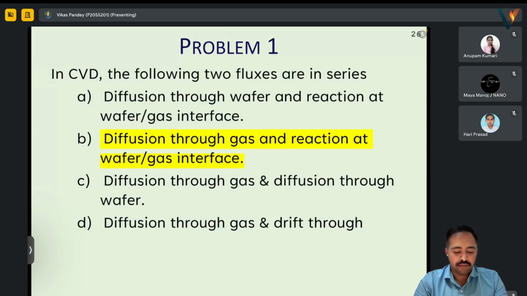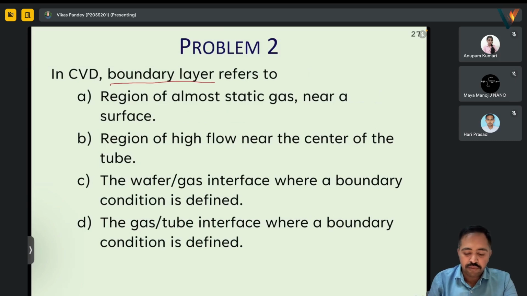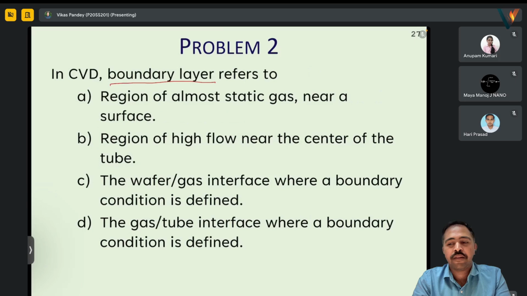In CVD, the boundary layer refers to a region of almost static gas near a surface, a region of high flow near the center of the tube, or the wafer gas interface where a boundary condition is defined, or the gas tube interface where a boundary condition is defined. Yes, anyone? This is the place where the reaction will take place. So what does it refer to?